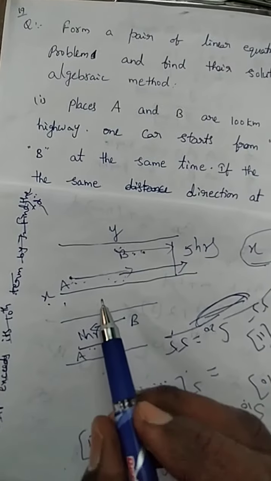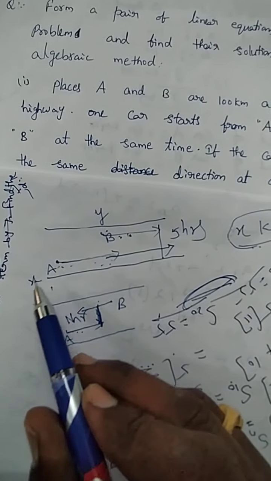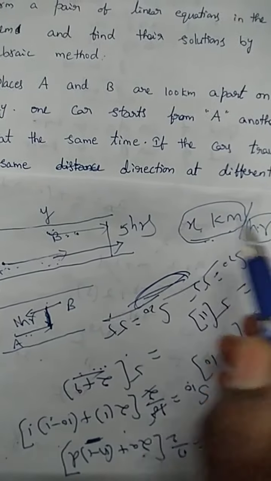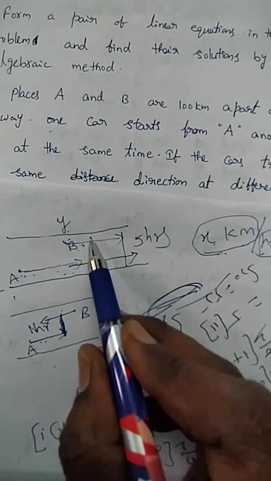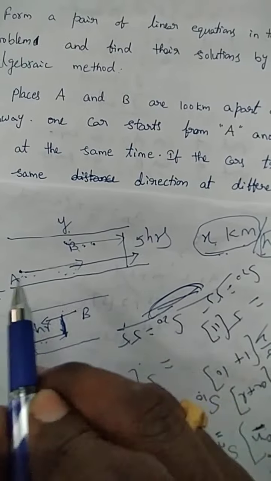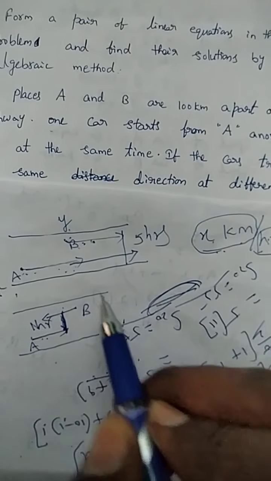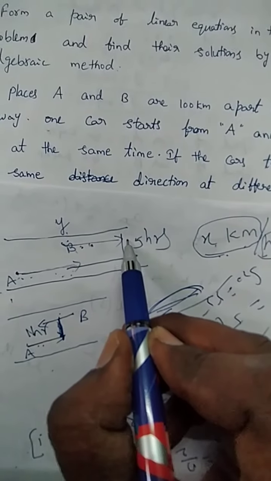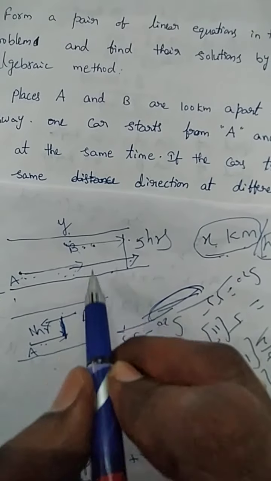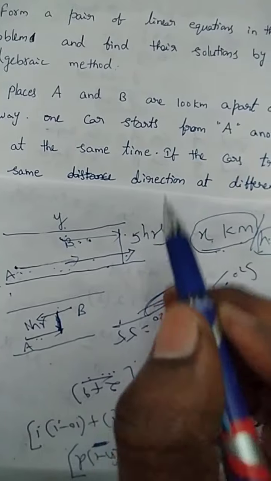Clear? That's the meaning of the thing. Here the speed of car A is x kilometers per hour, and the speed of car B is y kilometers per hour. Both cars are moving in the same direction, and they meet after 5 hours. Meaning, car A travels 5 hours and car B travels 5 hours, and after that they meet.